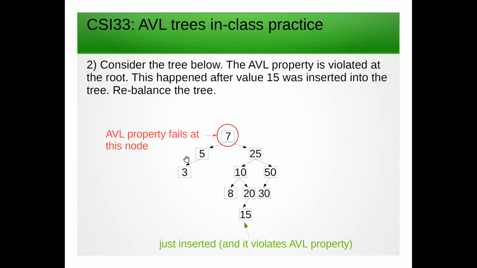Okay, now take a look at this example. Everything is fine at this node, right? Because this one has a height of 0, this one -1. Check 25. Their heights are different by 1. Everything is good. So at 7, the AVL property fails. Why? Because this subtree has a height of 1, and then the subtree has a height of 1, 2, 3, right? So the difference is 2.